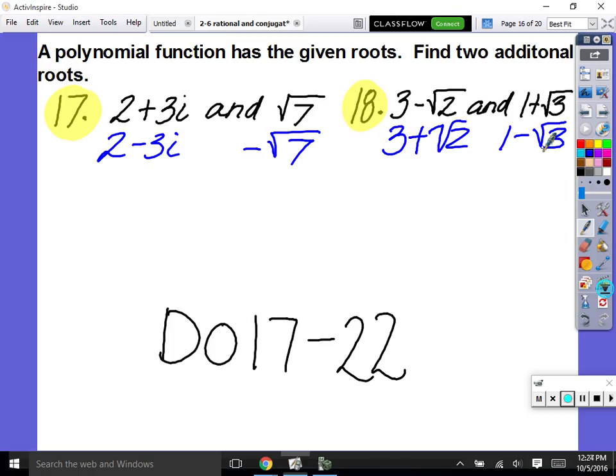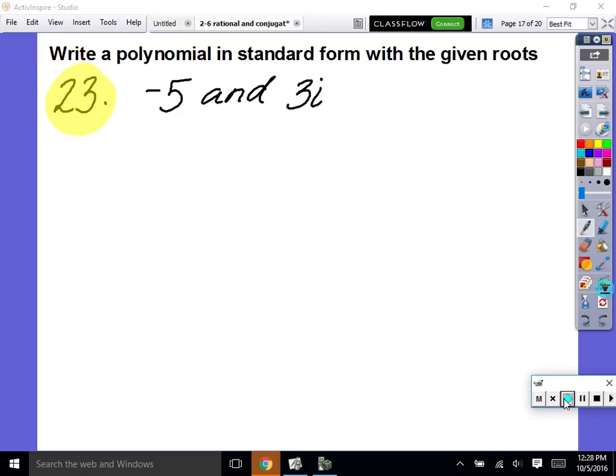Does everybody understand? So I'm going to give you a couple seconds to finish up 17 through 22. It says, a polynomial has these given roots, find 2 additional roots. We know if we have an imaginary root or irrational root, its conjugate must also be a root. Do we have those down? Okay, so everybody, let's do number 23.